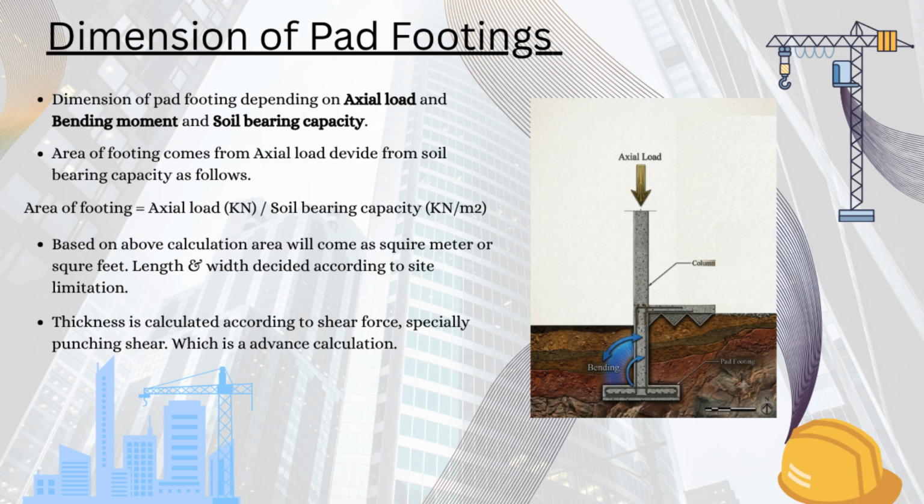A pad footing must be designed to safely resist both the axial load and the bending moment, while ensuring that the pressure on the soil remains within its allowable bearing capacity. In simple terms, a higher column load or weaker soil requires a larger footing. The required footing area is primarily determined by dividing the column's axial load by the allowable soil-bearing capacity. The thickness of the footing is then designed to resist bending and punching shear forces around the column.